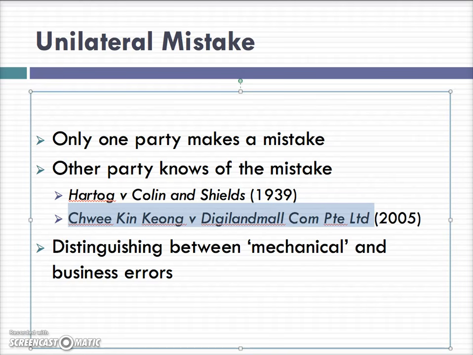This means that they simply entered the wrong numbers into their computer system when they set up the website for selling these printers. Since Chu knew of this mistake, or must have known of this mistake, the contract was void for unilateral mistake. Again, this is an example of a mechanical error as opposed to a business error. In other words, if Digiland Mall had just gotten the business side of things wrong and had mispriced their printers, the contract would have stood. But since there was a mechanical error, the contract was held to be void.